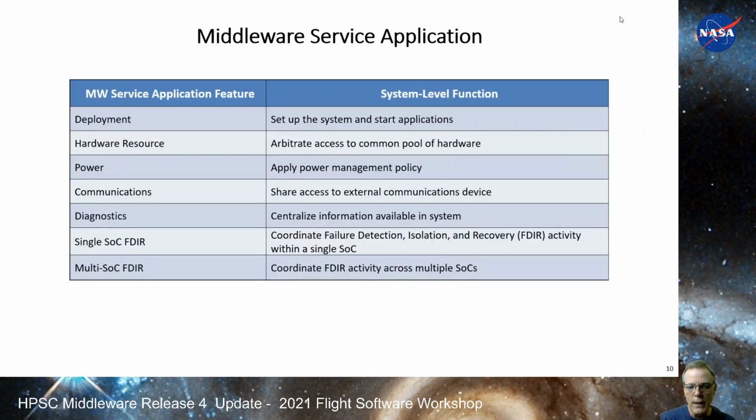This slide lists the main functions of the runtime component, known as the Middleware Service Application, or MSA. The MSA provides runtime services to applications through a message interface. I'm going to read off these services because we haven't covered these much in the past. These services include deployment, hardware resource, power, communications, diagnostics, single SOC FDIR, which stands for Failure Detection, Isolation, and Recovery, or RESET, and multi-SOC FDIR.